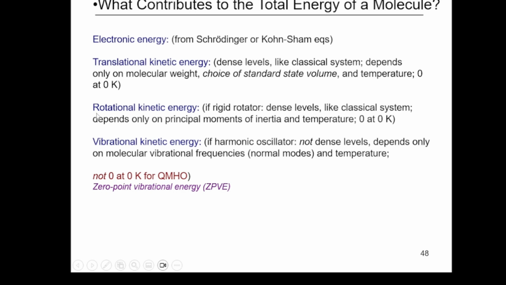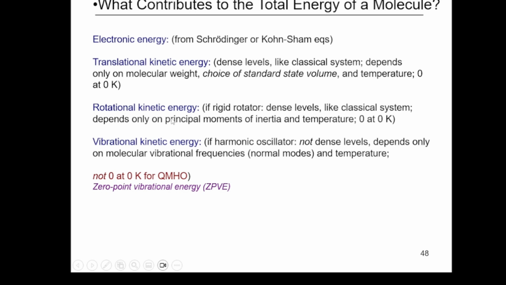Now, the second part, beside electronic energy, is rotational kinetic energy. I'm segregating electronic energy because electronic energy is inherently present no matter what the temperature or outside environment is. So even if you have 0 Kelvin, in gas phase, no pressure, you still have electronic energy. These other energies are not present at 0 Kelvin.